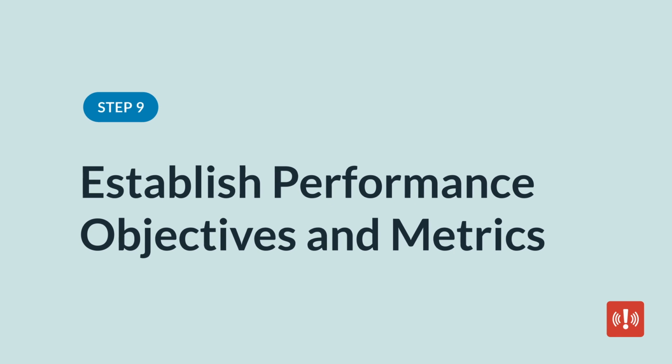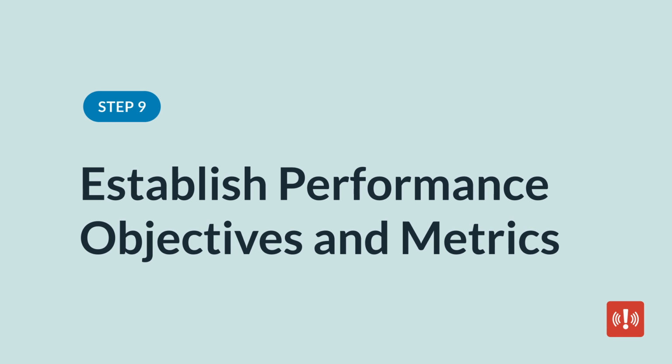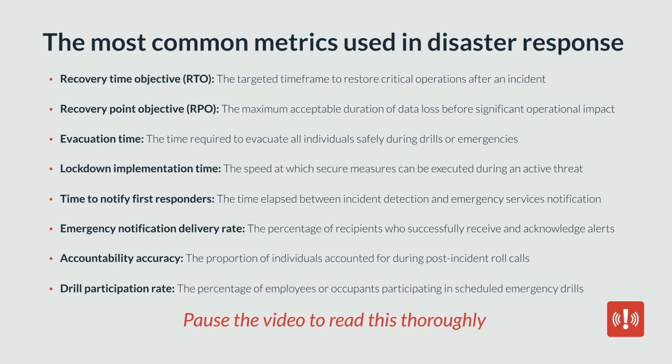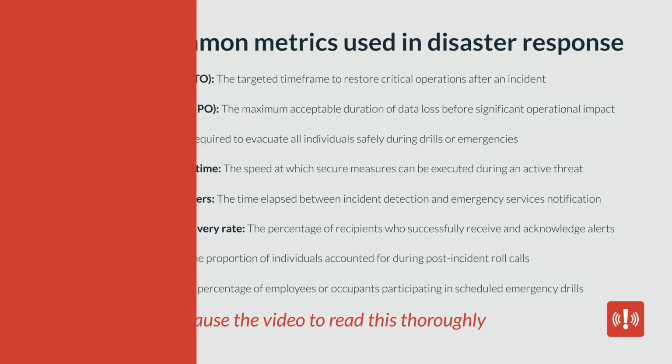Step 9. Establish performance objectives and metrics. Finally, how will you measure your EAP's effectiveness and practicality? You need to test your response against benchmarks to evaluate it and identify weaknesses. Here are some of the most common metrics used in disaster response. Go ahead and pause the video here so you can review them thoroughly. Feel free to screenshot it to refer to later. These metrics help identify gaps and areas for improvement, ensuring your organization is better prepared for real-world events.